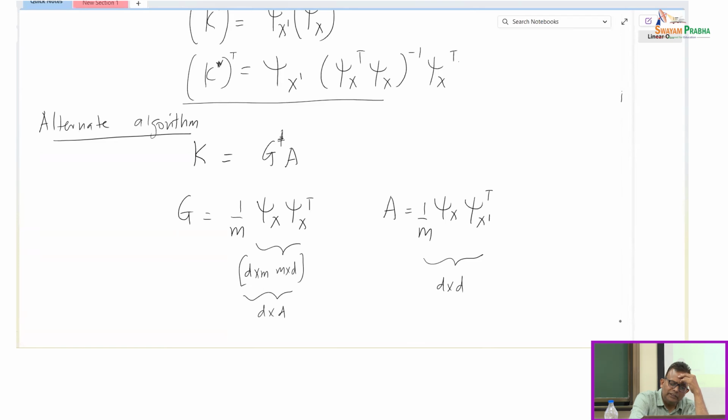And this matrix G, if the lifting functions are linearly independent and the data set is sufficiently excited, the G matrix will be invertible. So you don't really have to take the pseudo inverse. You can just simply take the inverse of this G. And as I said, there is a mathematical derivation of this. It's there in multiple papers, but I'm not doing it. It's not difficult. So that's the alternate algorithm, and this is the one I will give the code for.